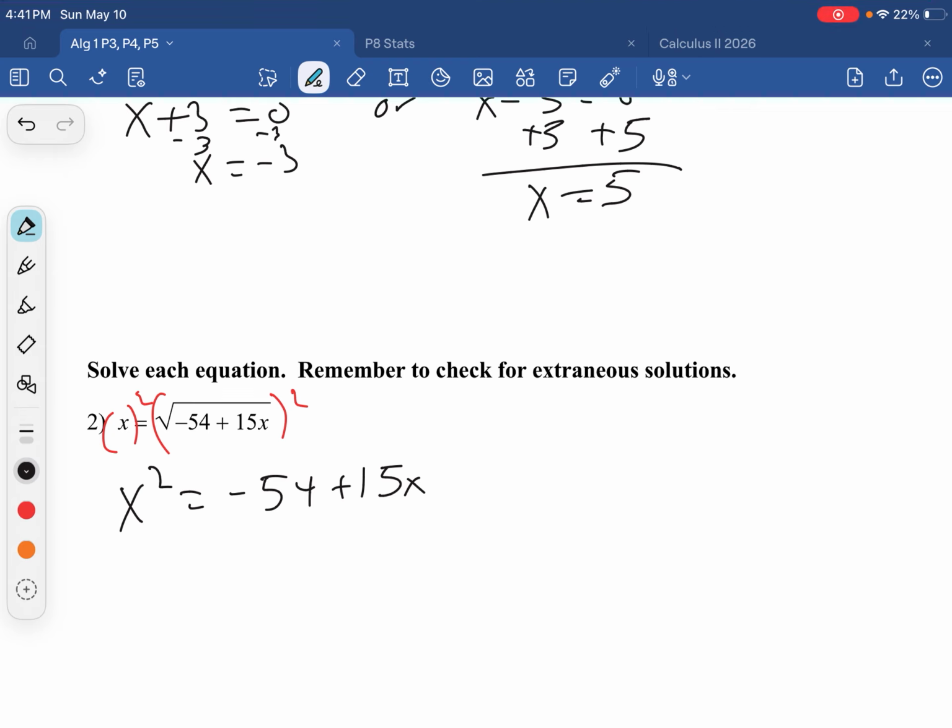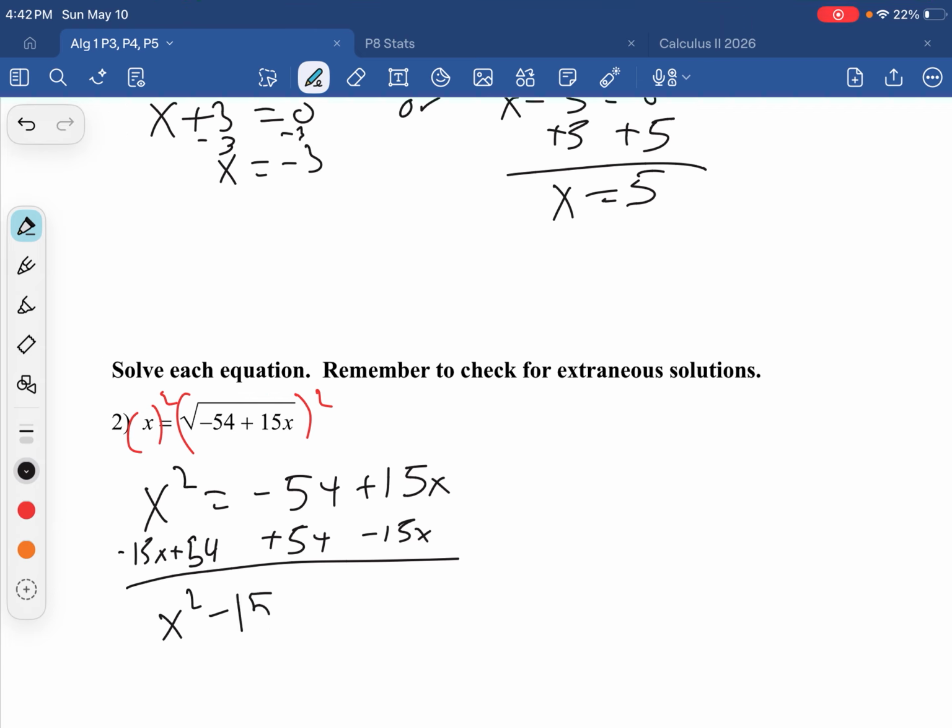It's a good idea to set this equation equal to 0. And generally speaking, I would want to take away 15x, add 54. Generally speaking, I would want to set these equations equal to 0. I think if you can factor, that's an easier setup, and if you can't, it's easier to have it already set to go with the quadratic formula.